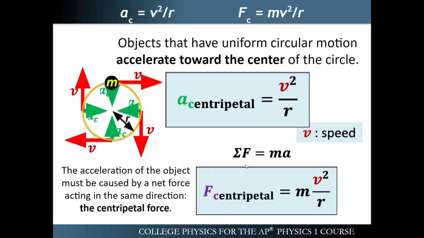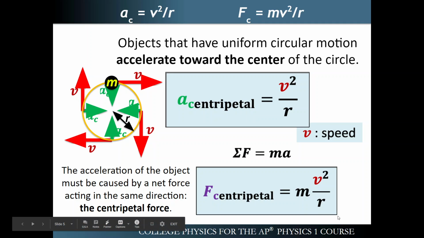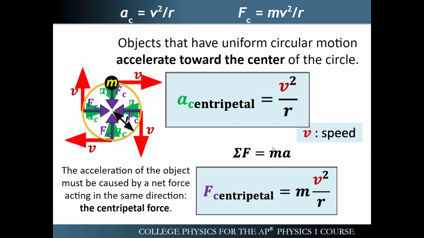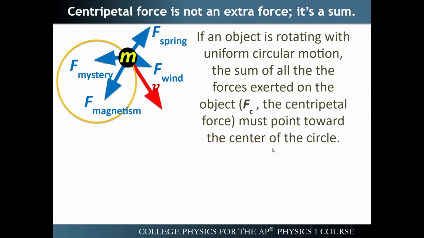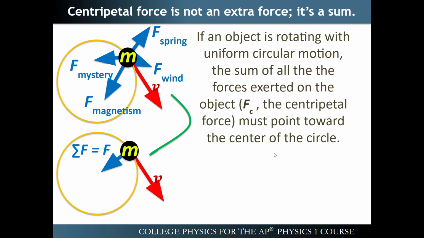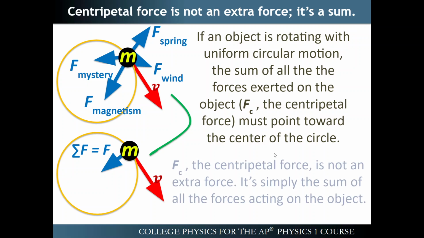So our force equals mass times acceleration. Centripetal acceleration is v squared over r. We throw mass in there to get the force, centripetal force. Hopefully that's fairly simple. Again, part of it is always pointed towards the center.